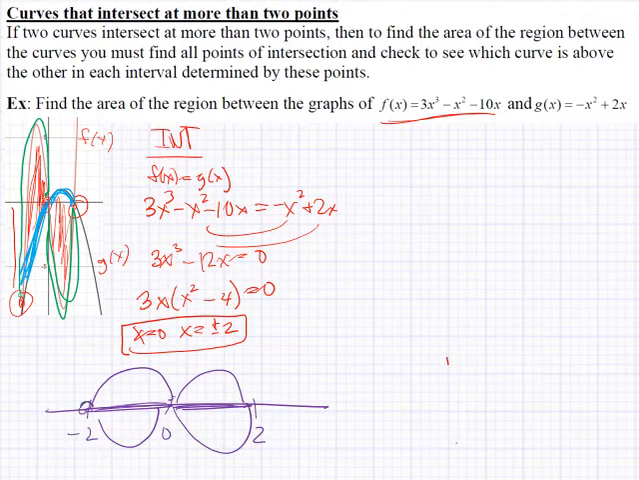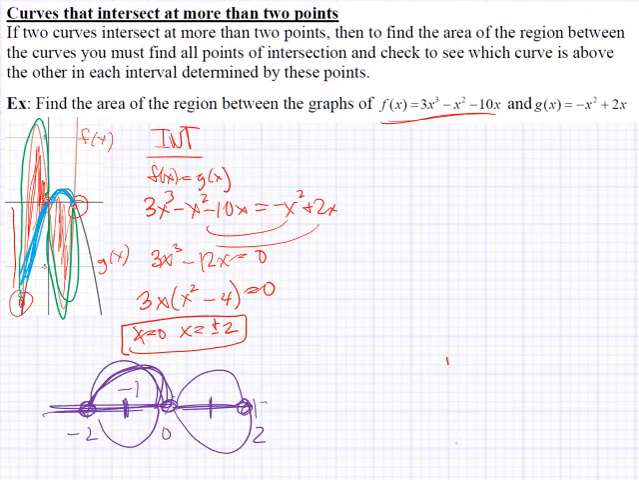And since these are the only intersection points that we have, whatever y value in here is the bigger one, it should be consistent across this whole interval. So if I pick a random y value in here, let's say negative 1, and I plug it into both g and f, whichever one gives me the bigger y value would be the one that has the bigger y value across this entire interval.